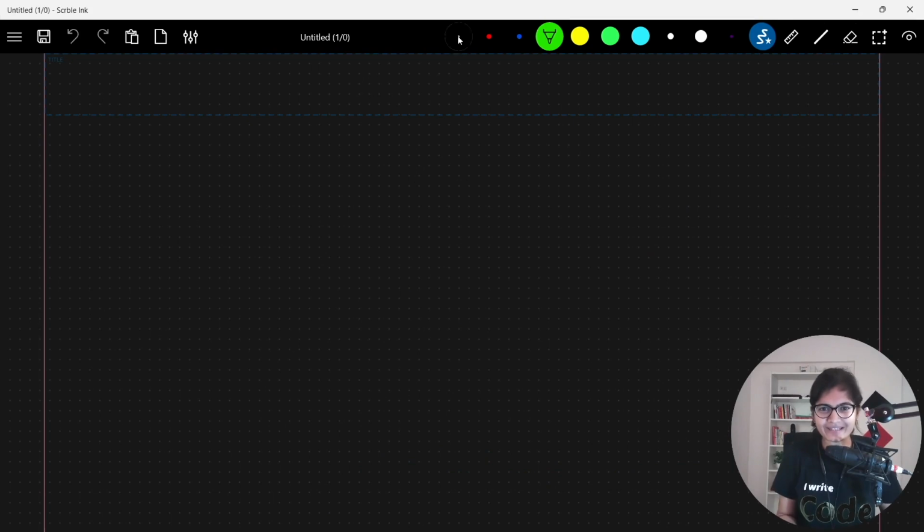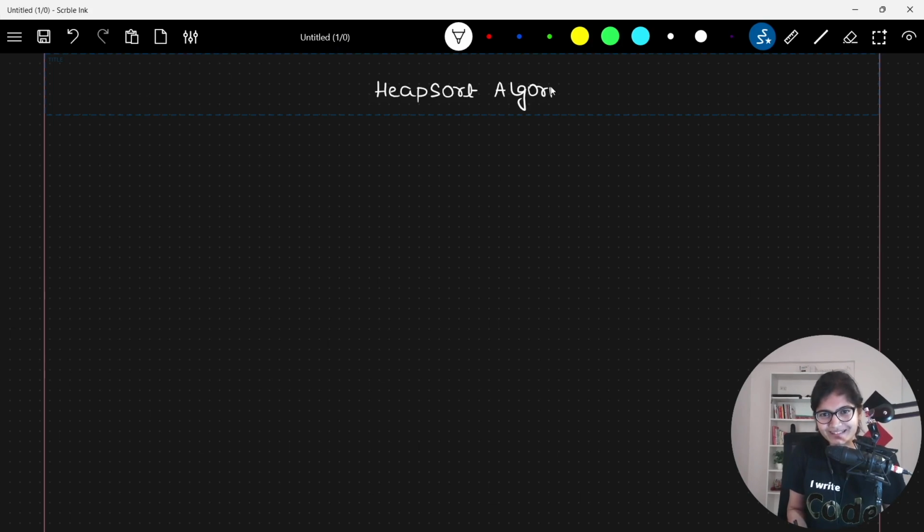Now I think it's the right time that we can discuss the heap sort algorithm. I have already given you the gist of that, but let me talk about the algorithm in a proper sense with its time complexity aspect. So the very first thing in the heap sort algorithm is that given the numbers that we have, we need to first of all build a heap.